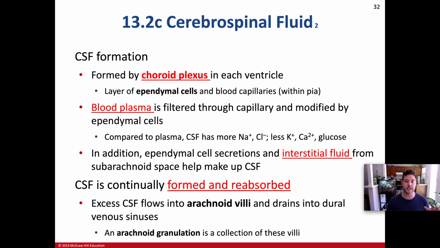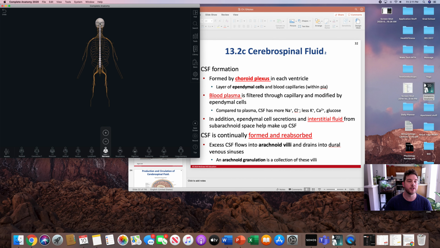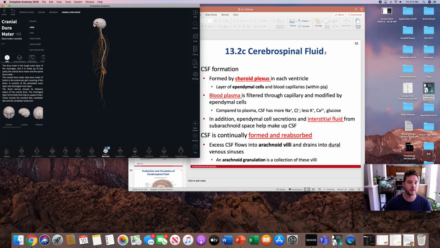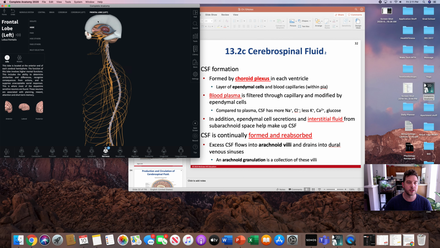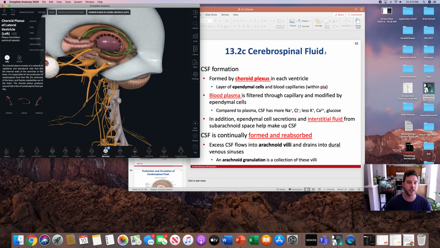The choroid plexus is a layer of ependymal cells, those ependymal cells, and the blood capillaries within the pia mater. So real quick again, just so you can see what it means. Like this. So there's our lateral ventricle. If we hide that, there is your choroid plexus. Okay, so just deep to the ventricle is that choroid plexus.